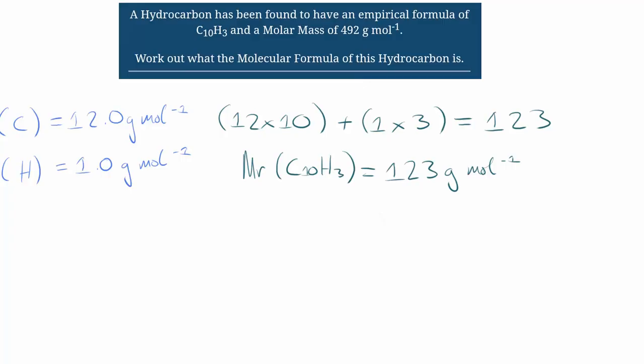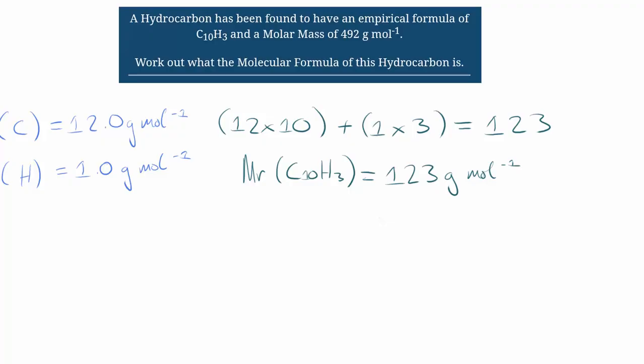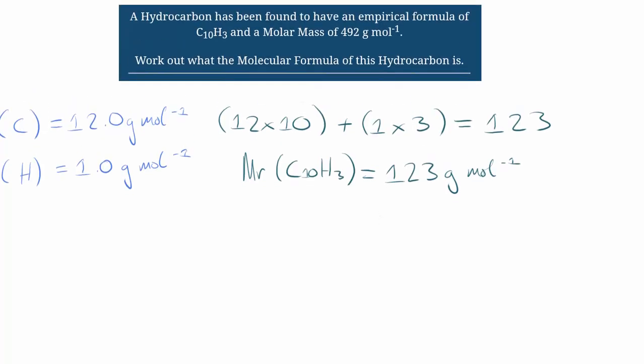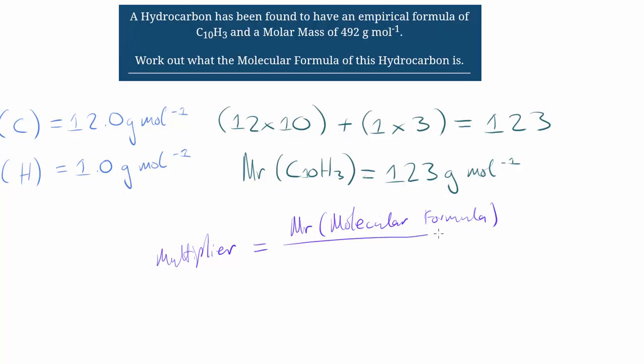Now, as I mentioned earlier, we also need to work out a multiplier. The formula I'm going to rely on for working out the multiplier is that the multiplier is simply the molar mass of the molecular formula divided by the molar mass of the empirical formula. So it's the MR of the molecular formula divided by the MR of the empirical formula.